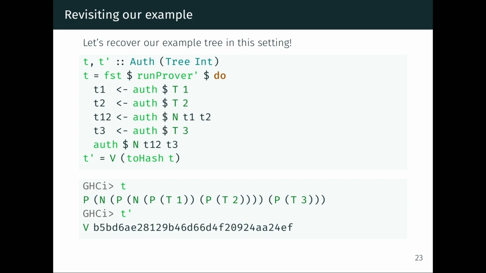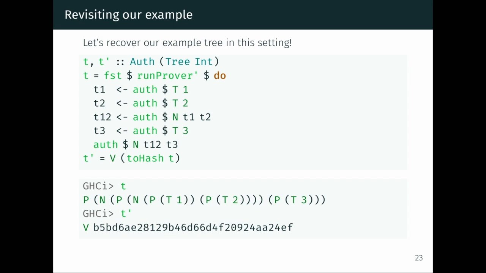So I create the tree, I mean the three leaves, T1, T2, T3, and I always have to wrap it in auth, and this internal node, so I take those two and authorize that, and finally I get my root. So I run prover on that, so I get the prover version, and then I use toHash to get the verifier version.